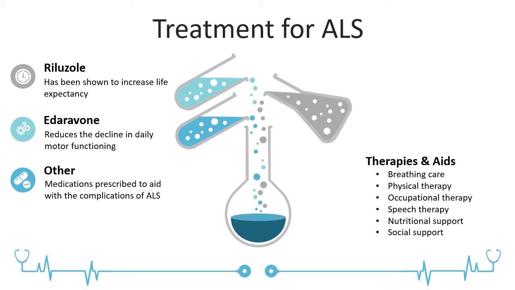There are therapies and aids that are used to support the patients. These include breathing care, physical therapy, occupational therapy, speech therapy, nutritional support, and social support. There have also been new advances in stem cell therapy and gene therapy as a way of treating this disease.